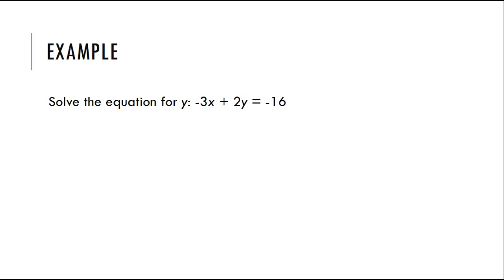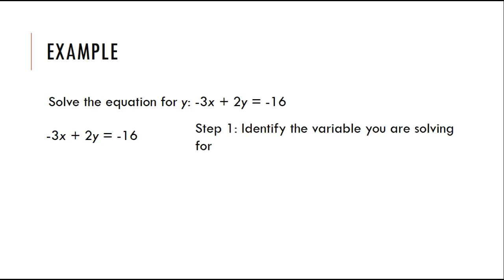So we're going to take a look at this example. Our job is to solve this equation for y, and we have the equation negative 3x plus 2y equals negative 16. The first thing we want to do is identify the variable we are solving for, because as I mentioned before, we're specifically focusing on x and y, and in this question, we're specifically focusing on solving for y.